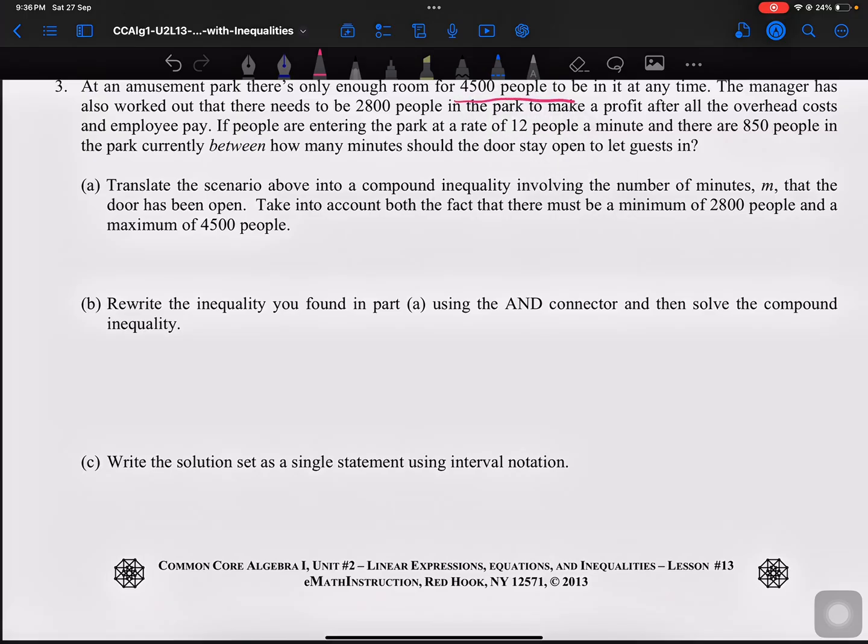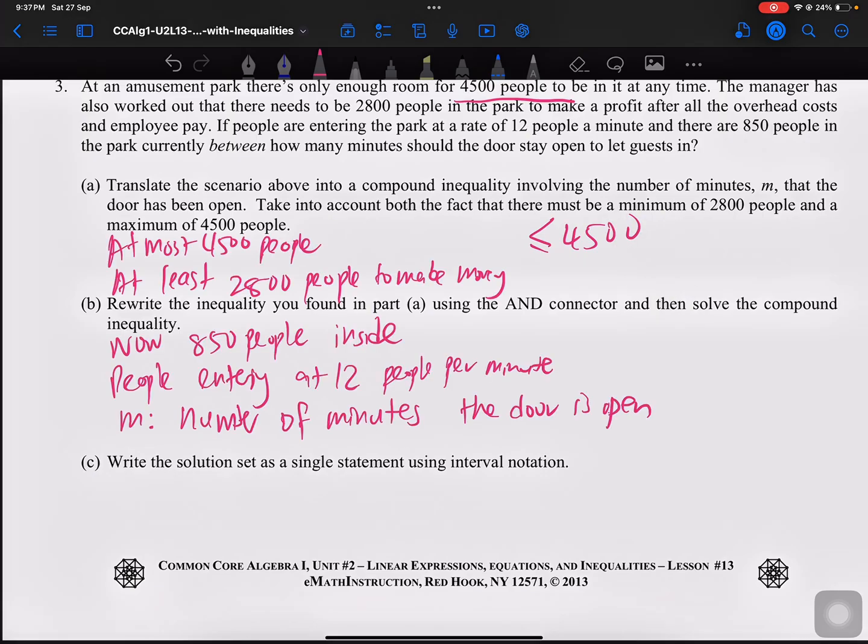4,500 people. So at most 4,500, meaning that at most we'll be using less than 4,500. At most 4,500 people, at least 2,800 people to make money. Now inside have 850 people. People entering at 12 people per minute, and M is the number of minutes the door is open.